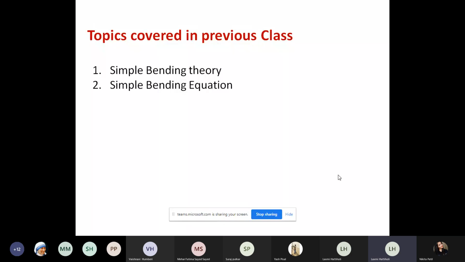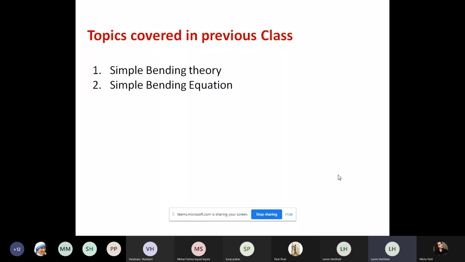M by I is equal to, yes, E by R. Very correct. M by I is equal to E by R is equal to sigma by Y. Very correct. So this is the bending equation which we have learned in the previous session.